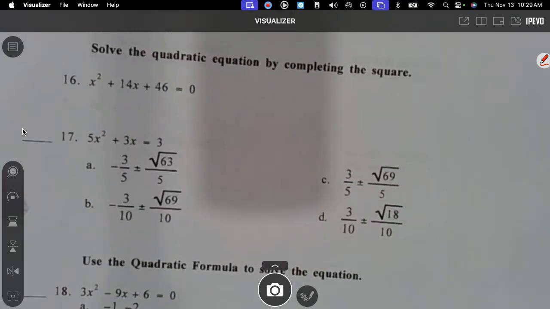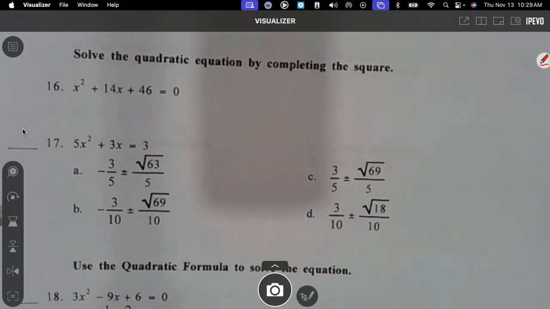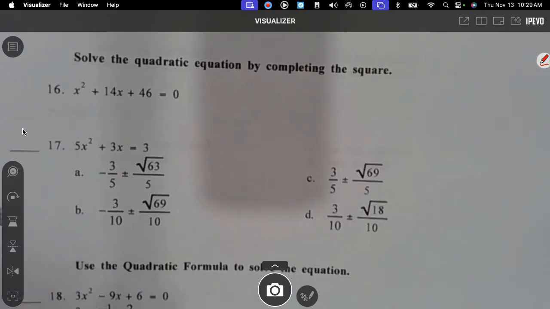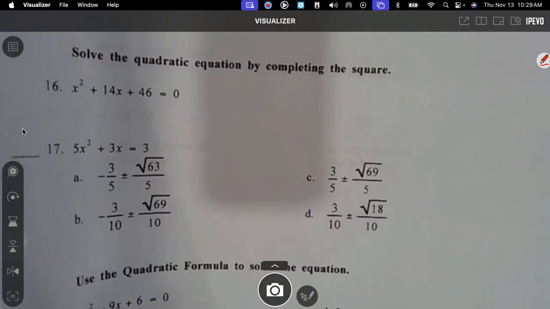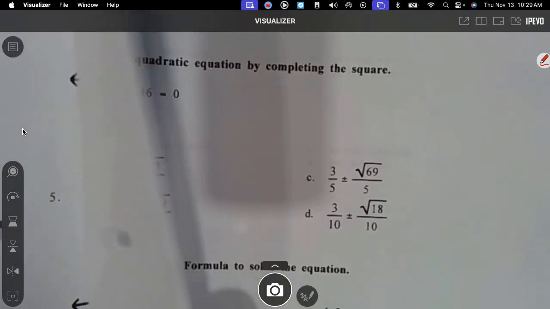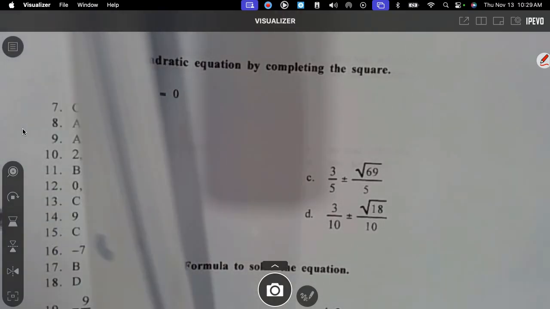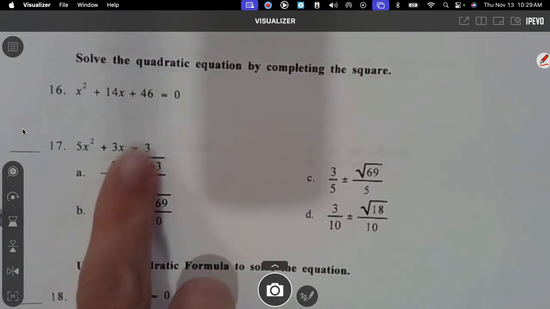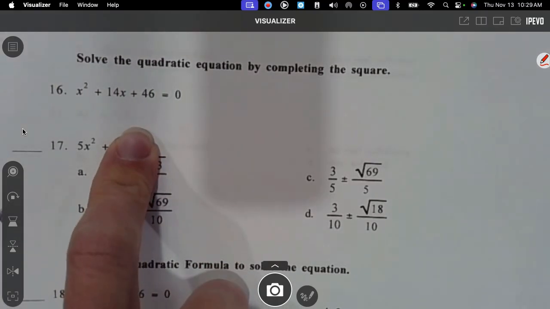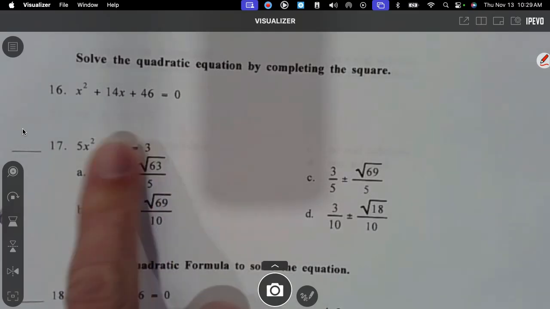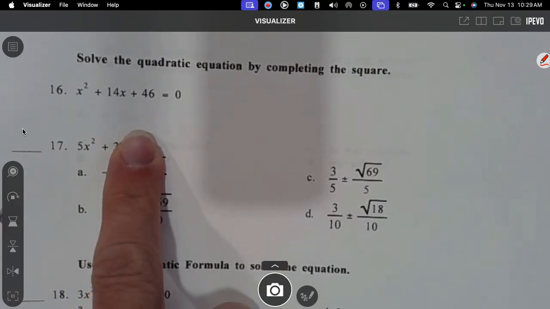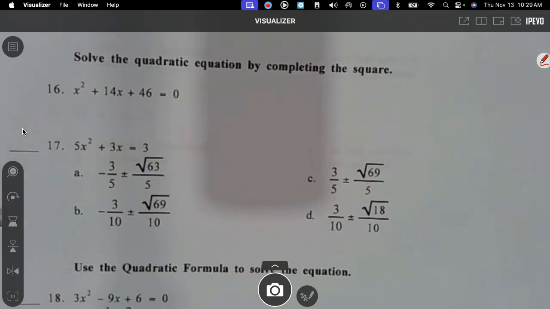I don't know if you can. What's this answer? Let's see. 16. No, I don't think that you can solve it by graphing. You might want to try, but this one you can't solve by graphing. You could use the quadratic formula. Do y'all want to complete the square, or would y'all rather just use the quadratic formula? Quadratic formula. Is that negative b plus or minus? Yep. So we'll do number 16.